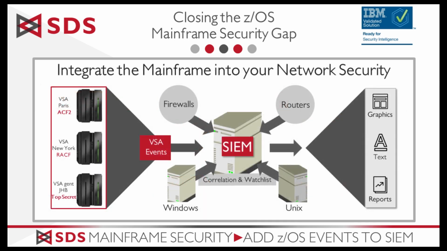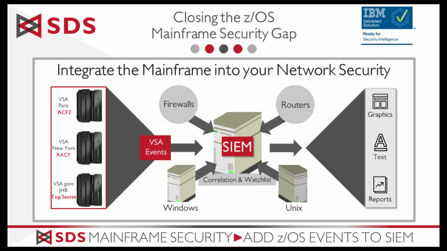Then to wrap it up, how this all fits into the big picture, so integrating your mainframe into your network security. We always ask folks, if you have an enterprise SIM, why is the mainframe excluded from it? Why not just include it? So here we've got agents running on all of these LPARs, and they're sending events to the enterprise SIM. The firewall guys and the router guys have been exploiting this for years.